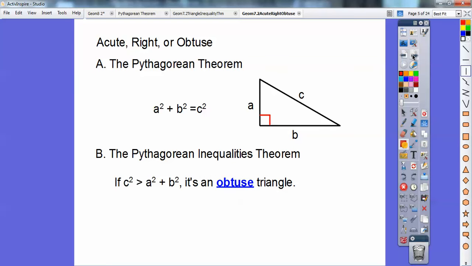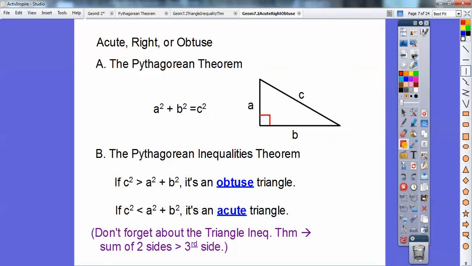So if c squared, which is always the biggest side, if the biggest side squared is greater than a squared plus b squared, then it ends up being an obtuse triangle. If it equals it, then it ends up being a right triangle. Okay, but if it's less than, then it's an acute triangle. So let's try some of these, you guys.